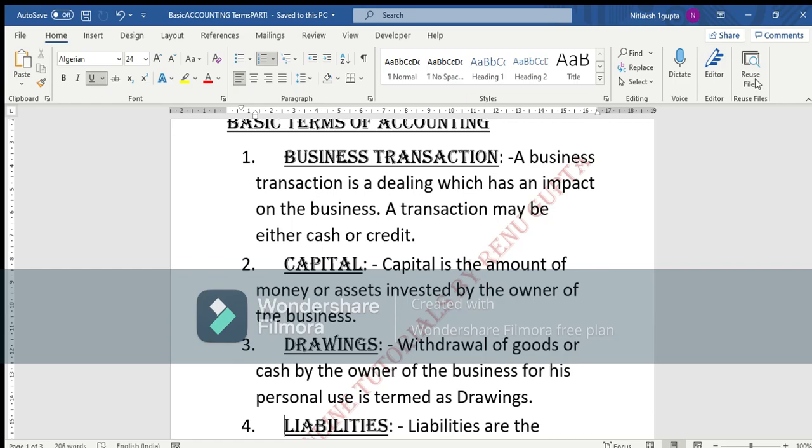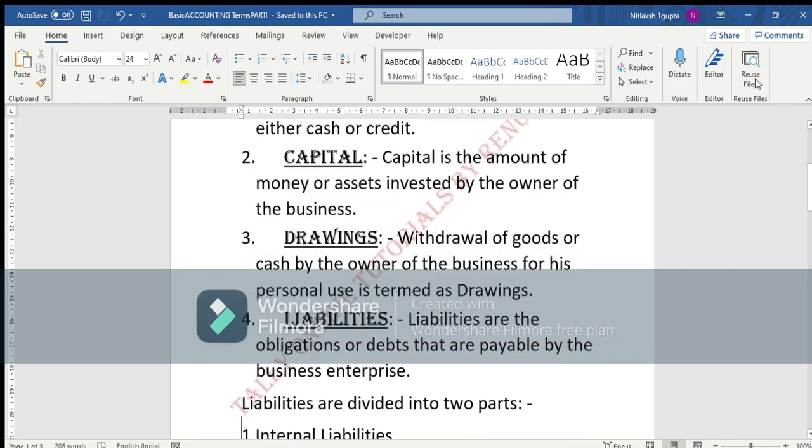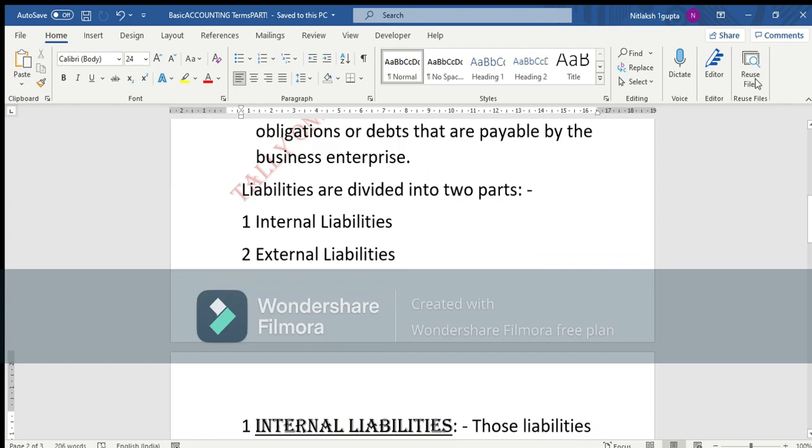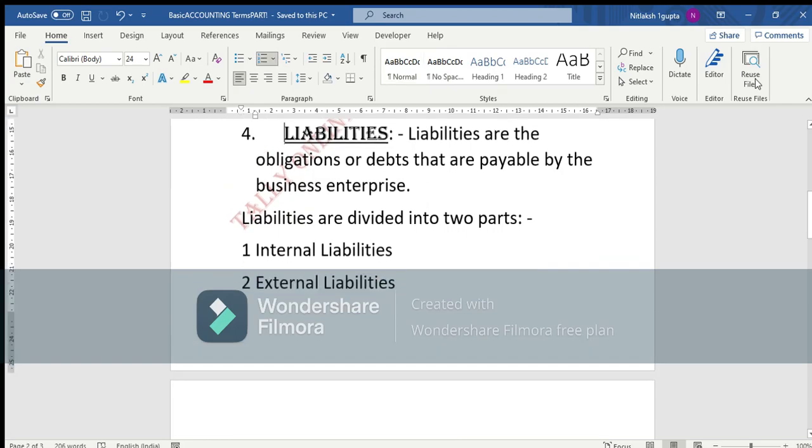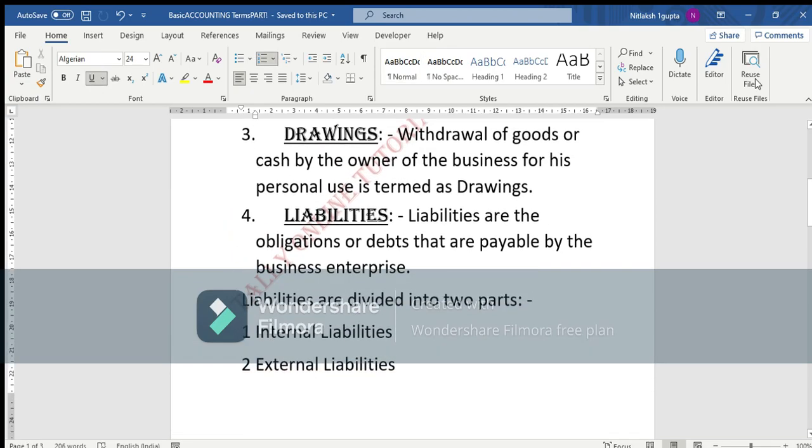And the next basic term is drawings. Drawings means withdrawal of goods or cash by the owner or the proprietor of the business enterprise for his personal use. So any cash or value of goods withdrawn by the owner.